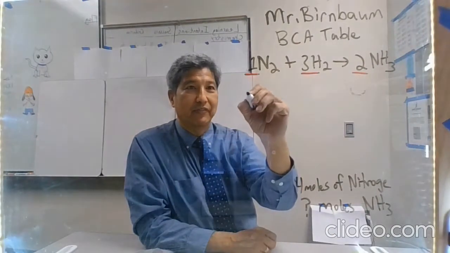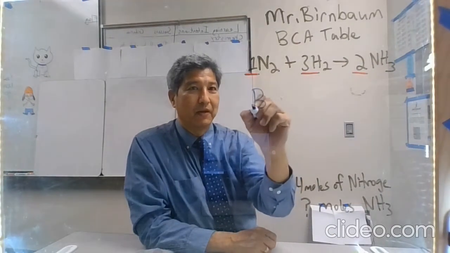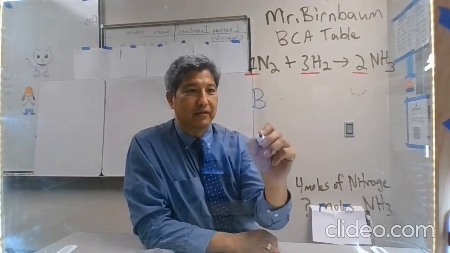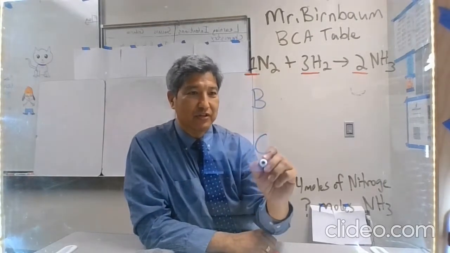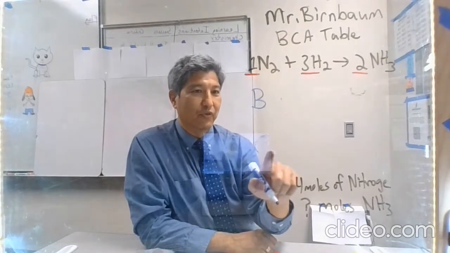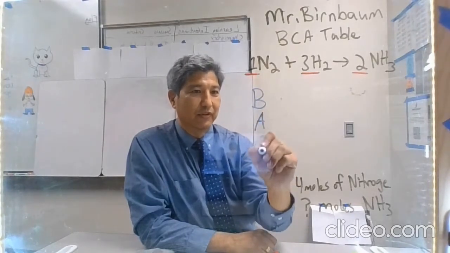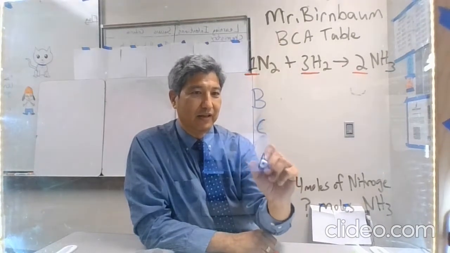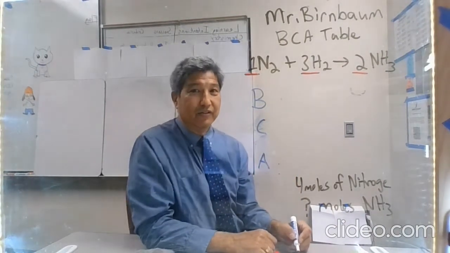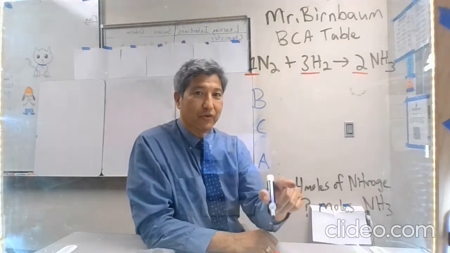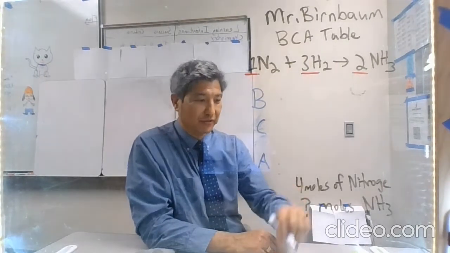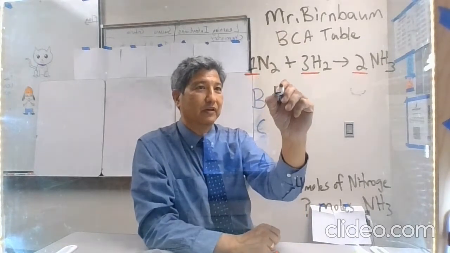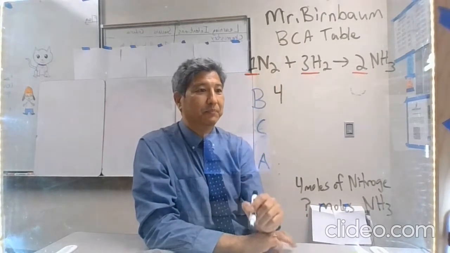So that makes it very easy for us to calculate. And so we're going to have our BCA table. B stands for before, C stands for change, and A stands for after. So let's put those in there. B, C, and A. All right. So when we start out, we were told that we have 4 moles of nitrogen. So we're going to put our 4 right here in the N2 column.